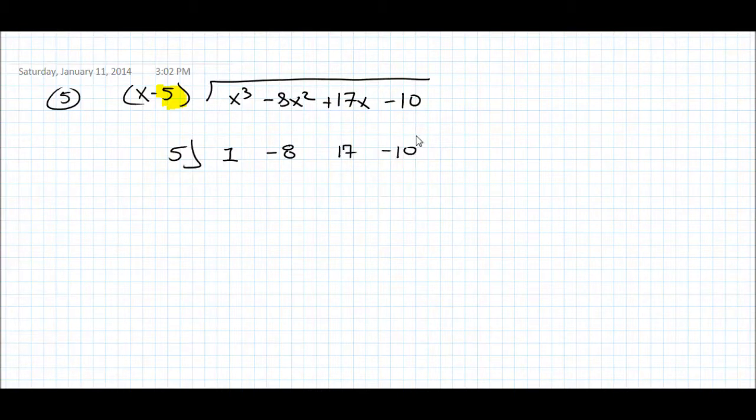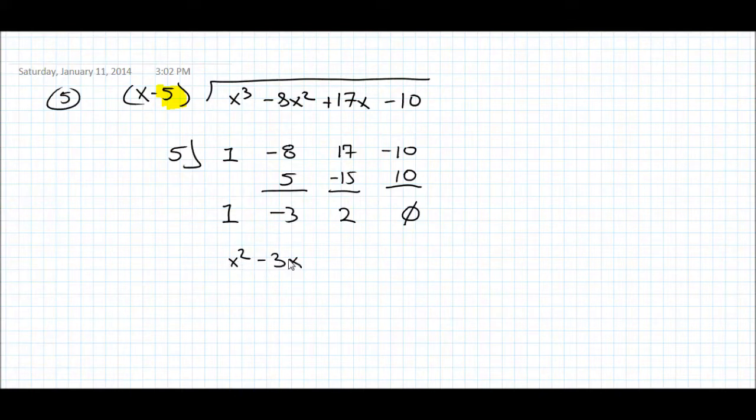Alright, so we drop down the first term. 5 times 1 is 5. We add those, it'd be negative 3. Negative 3 times 5 is negative 15. Negative 15 plus 17 would be a positive 2. So 5 times 2 is 10. So it has a remainder of 0. So it works out. The answer would be x squared minus 3x plus 2.